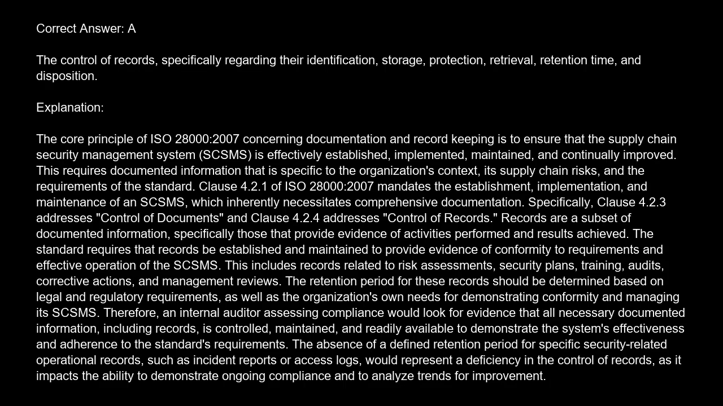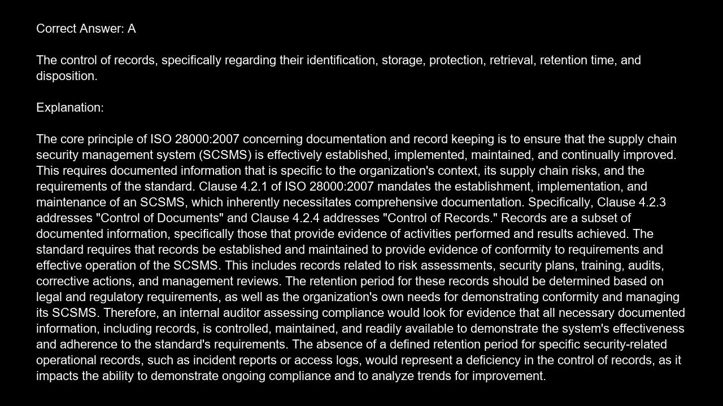The correct answer is A. The control of records, specifically regarding their identification, storage, protection, retrieval, retention time, and disposition. Explanation. The core principle of ISO 28000-2007 concerning documentation and record keeping is to ensure that the Supply Chain Security Management System, SCSMS, is effectively established, implemented, maintained, and continually improved.